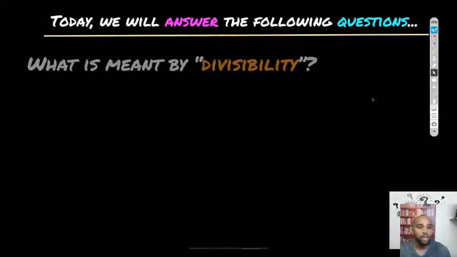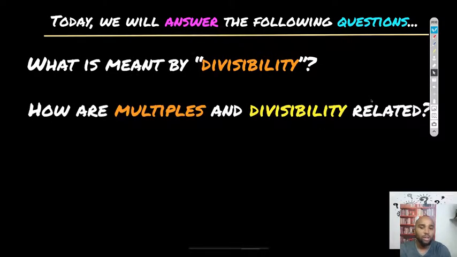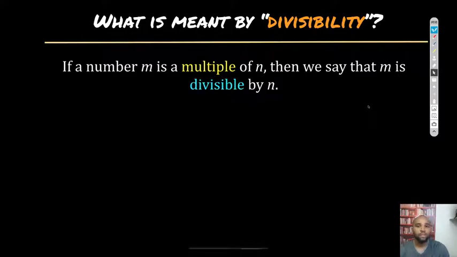Here's the question I want to answer: what is meant by divisibility? And how are multiples and divisibility even related? So let's look at the first one. What is meant by divisibility?